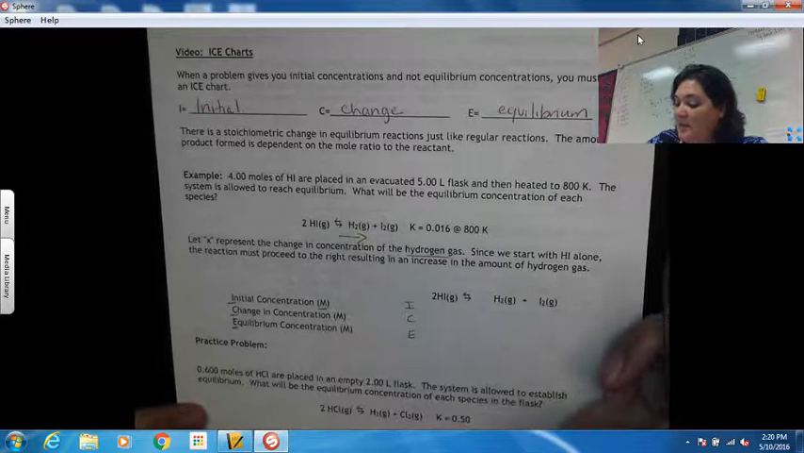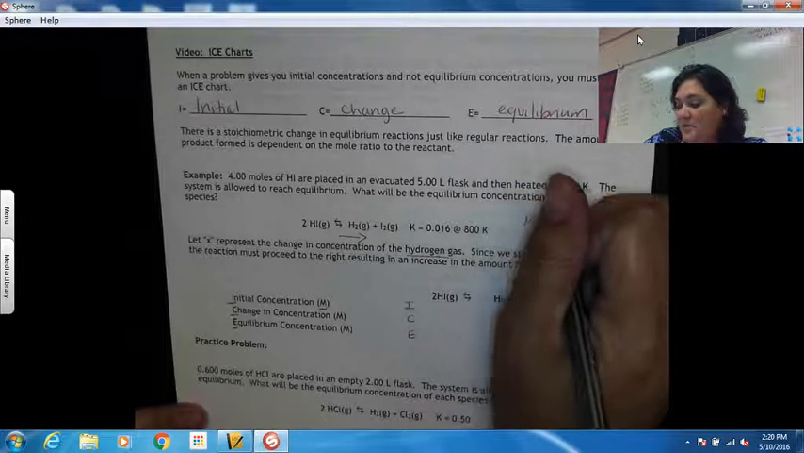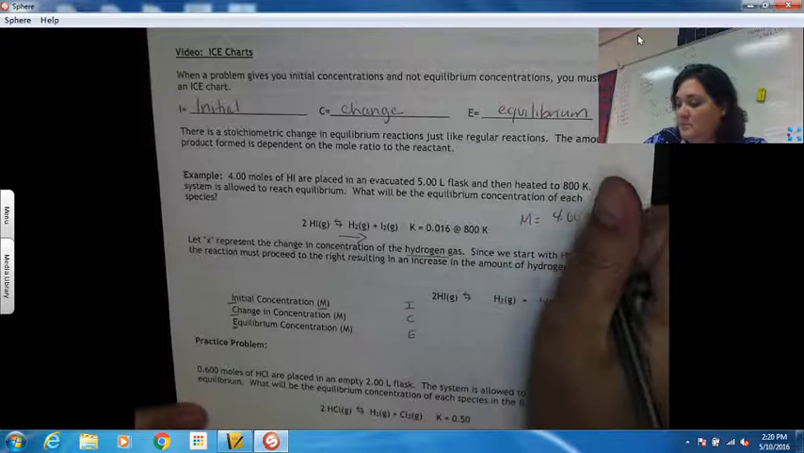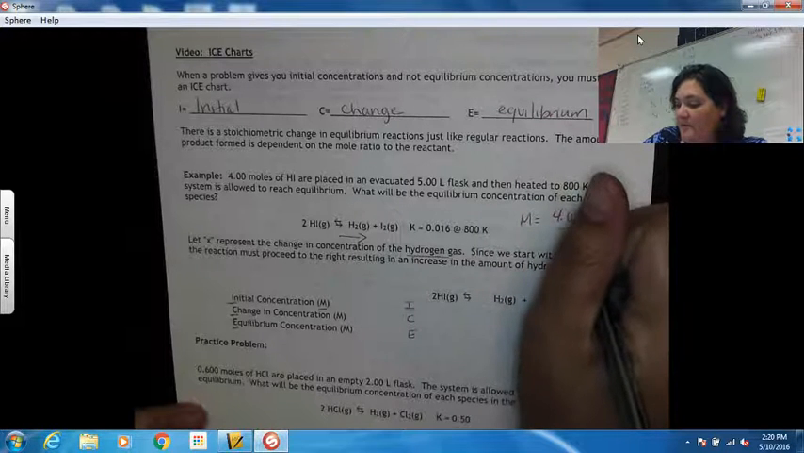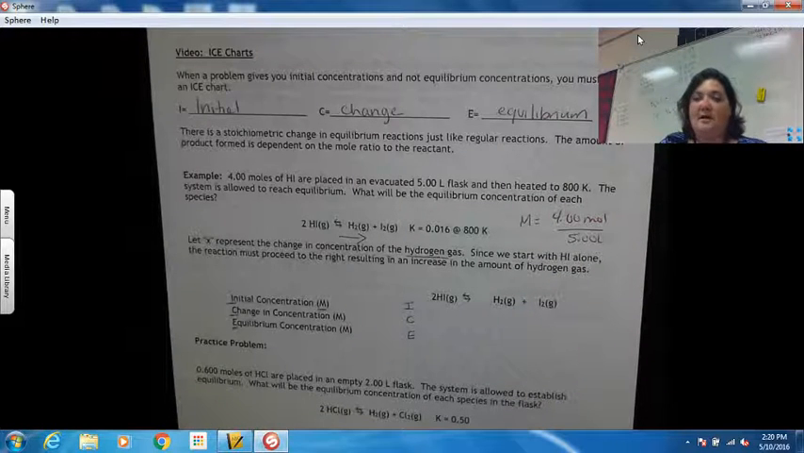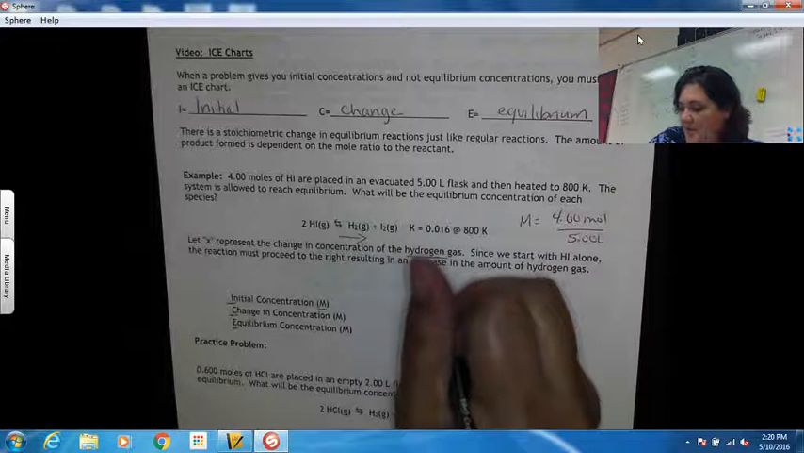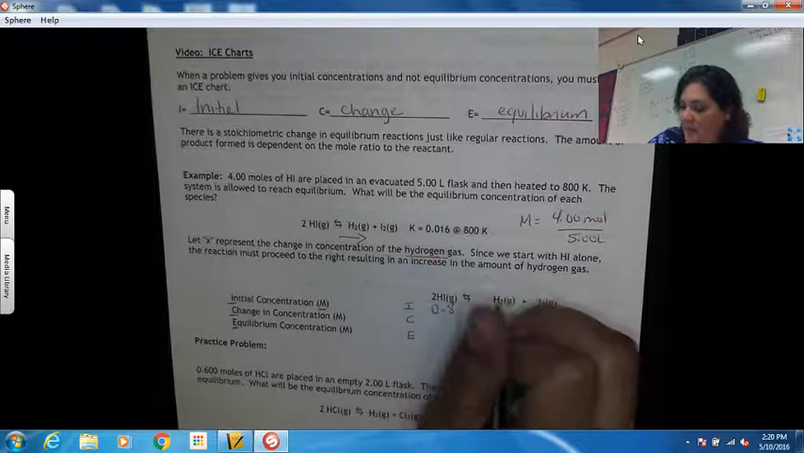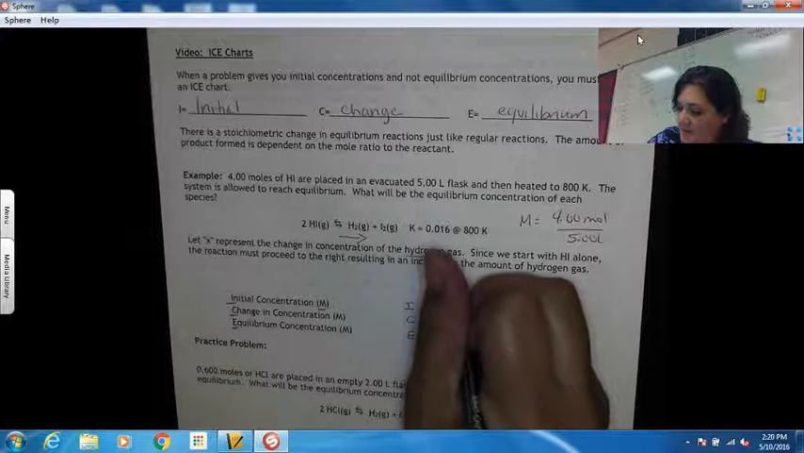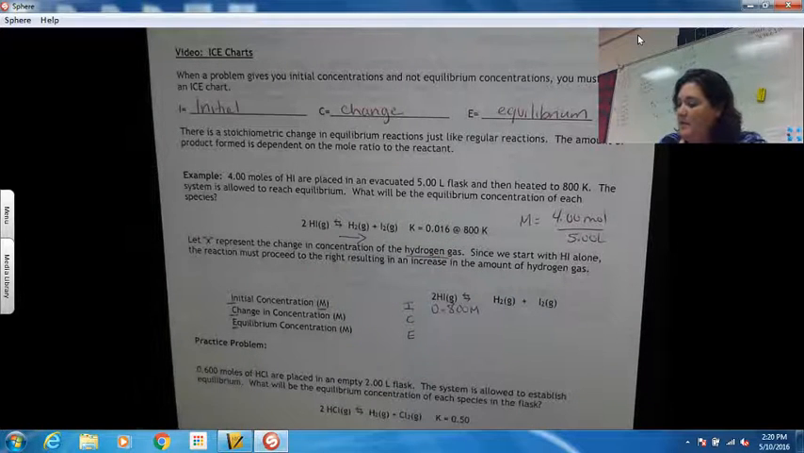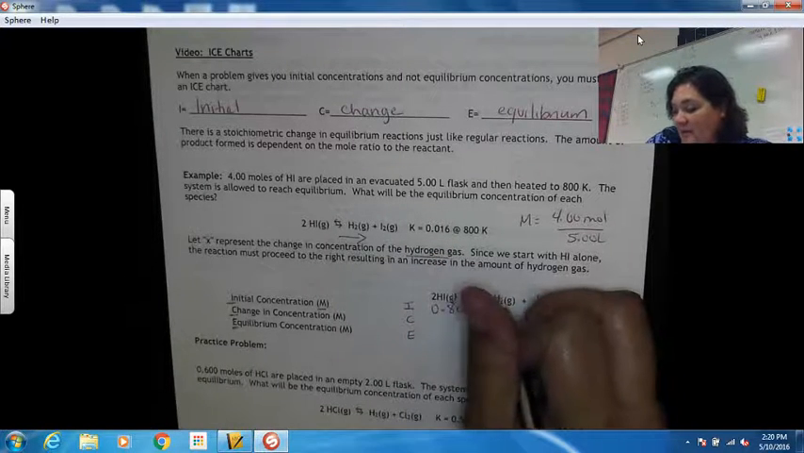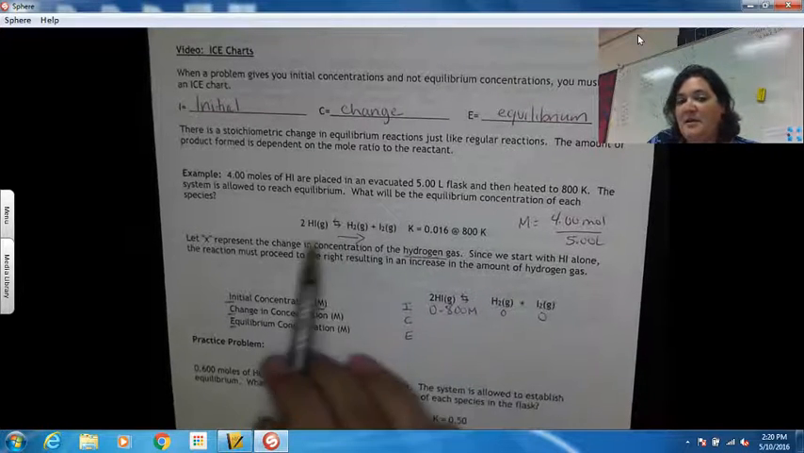And molarity is, of course, 4 moles in a 5-liter flask. Okay? So we calculate our molarity, 4 divided by 5, and we get 0.8. So HI starts off with a 0.800 molar solution. And then initially we don't have any of our products because we haven't made the shift yet.